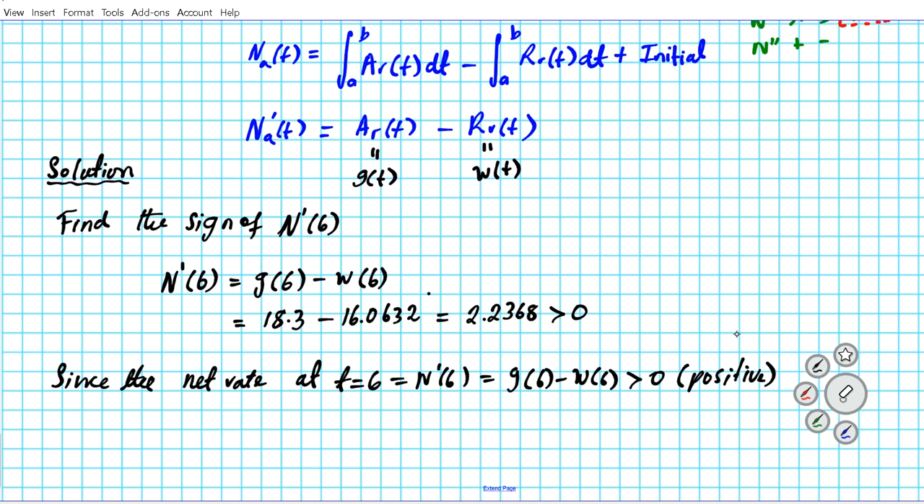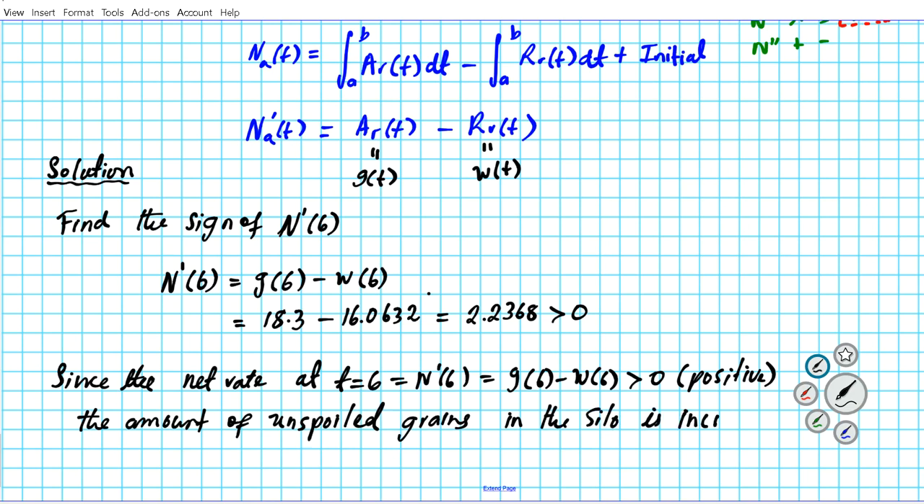Since the net rate is positive, the amount of unspoiled grains, let's write that again, the amount of unspoiled grains in the silo is increasing. All right, so that's that.